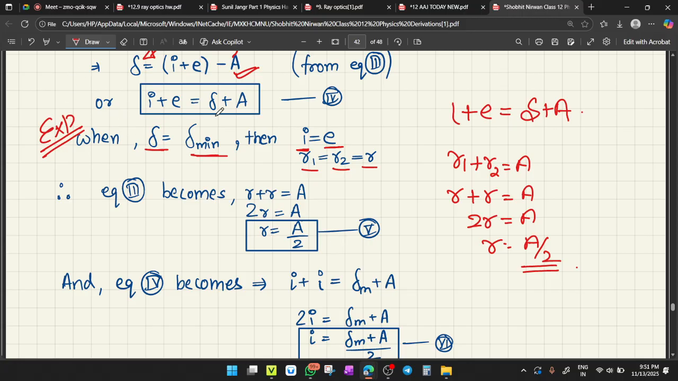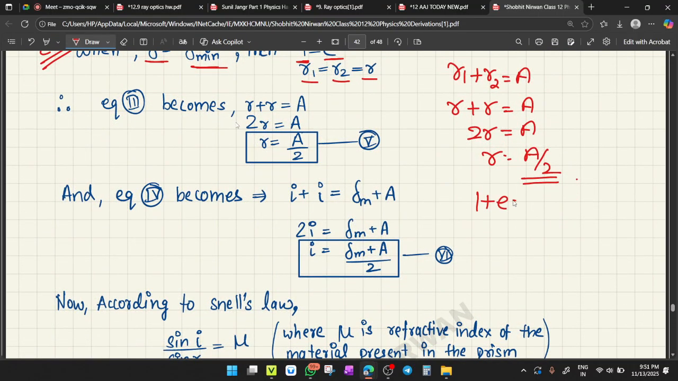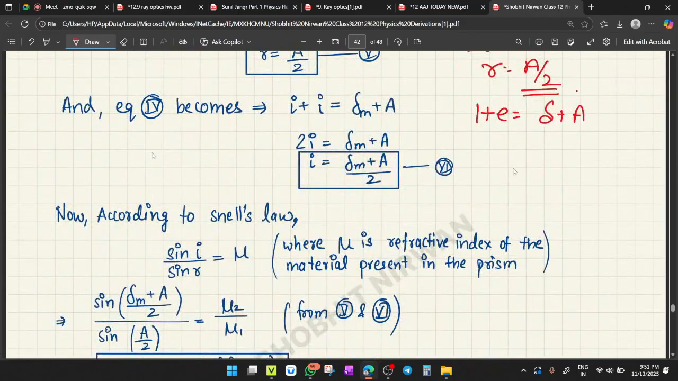And I plus E equals delta M plus A. For the minimum condition, we have the relation I plus E equals delta plus A. So when you are talking about minimum angle, for delta M, when you place delta M in the place of delta, then I becomes equal to E. So you can put here I plus I, because I equals E for the condition of minimum deviation. So this becomes delta M plus A, so it has to be 2I equals delta M plus A. So I equals delta M plus A by 2.